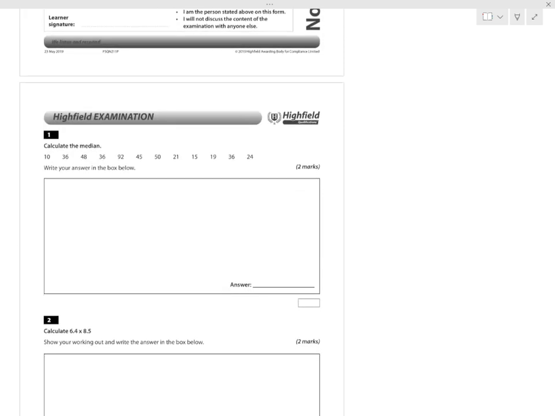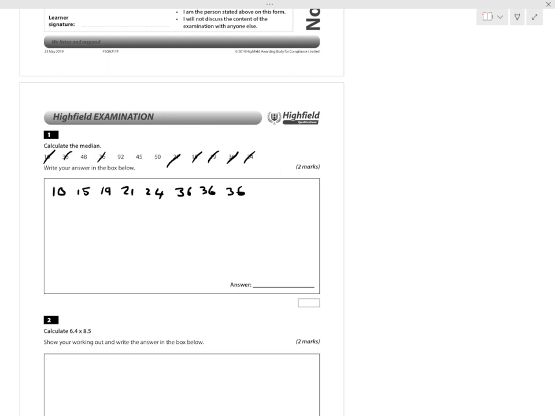Right, calculate the median. So we've got to get them all in order. I'm going to cross them off as we go along. 10, 15, 19, 21, 24, no more 20s, then 36, 36, 36, 36, 36, 36. That's probably the median, isn't it?